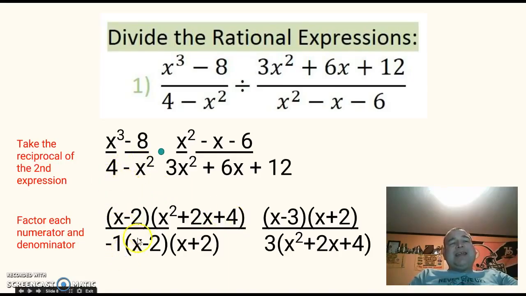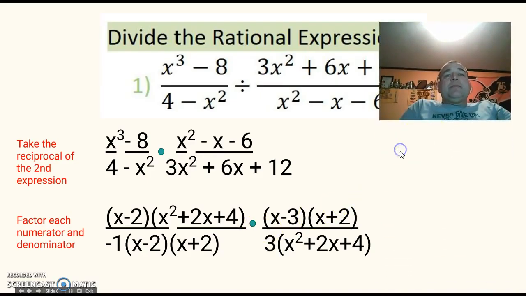Here, I take out the negative 1 because I always like to have that first coefficient be positive. Then it becomes x minus 2, x plus 2. Here, x squared minus x minus 6, well, that's x minus 3 times x plus 2. And here, all I can do is pull out a GCF of 3. Remember, it's not division anymore, it's multiplication.